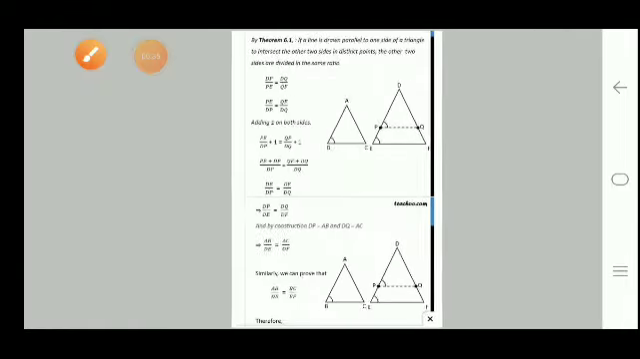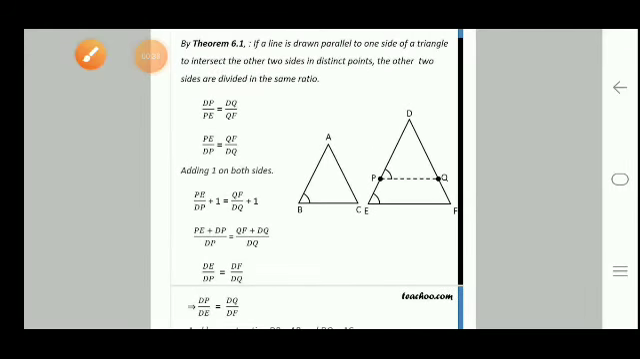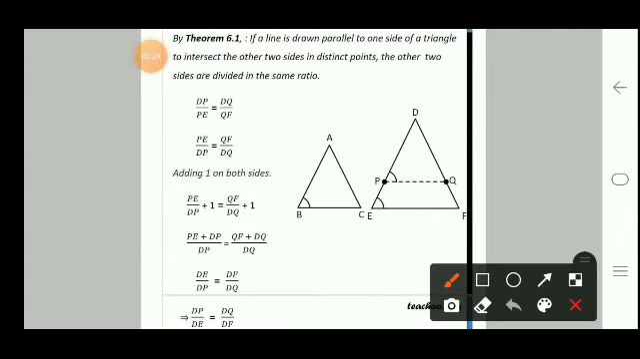Then, as you all know, by the first theorem, if a line is drawn parallel to one side of a triangle, instead of writing this whole statement, what we can do is use BPT. By BPT we know that DP over PE is equal to DQ over QF. Likewise we can say now PE over DP is equal to QF over DQ.